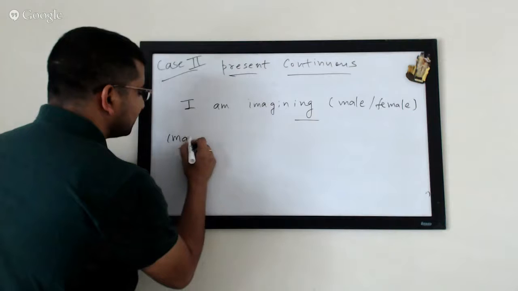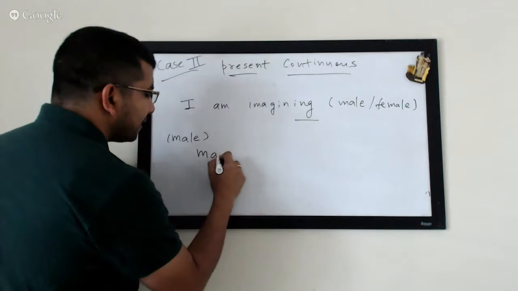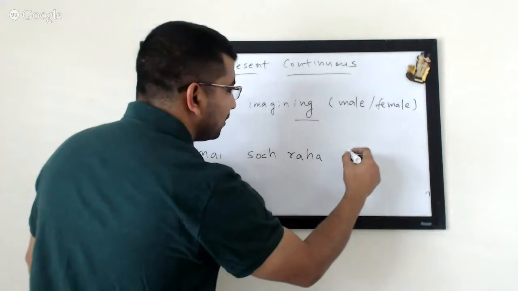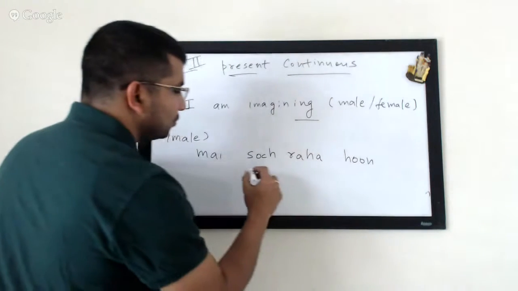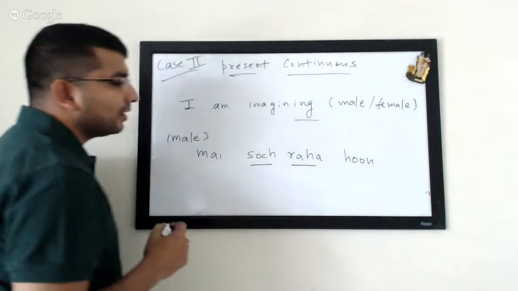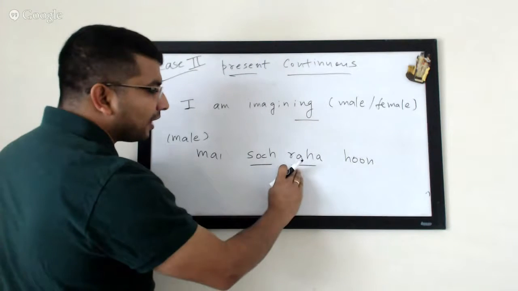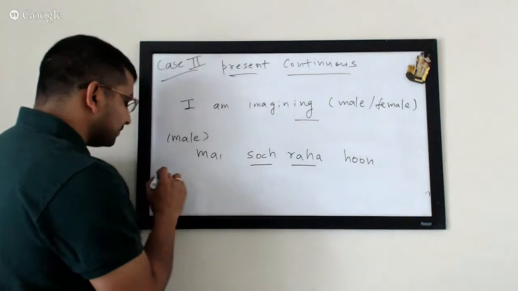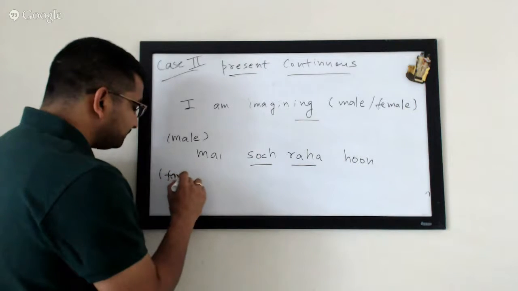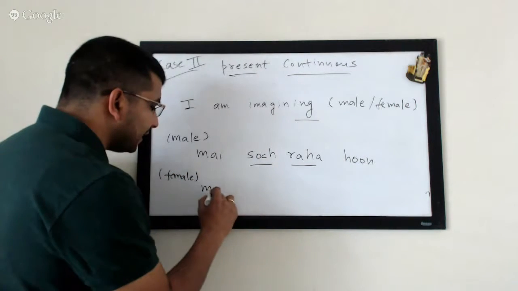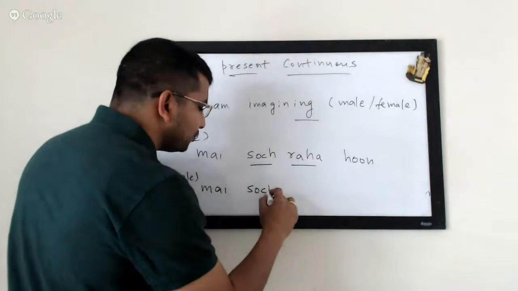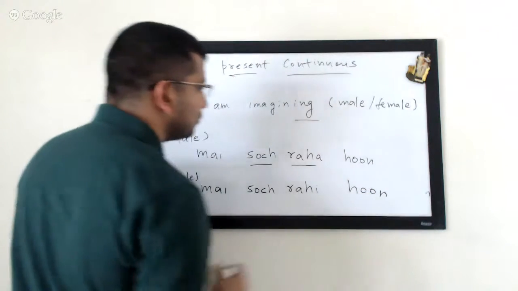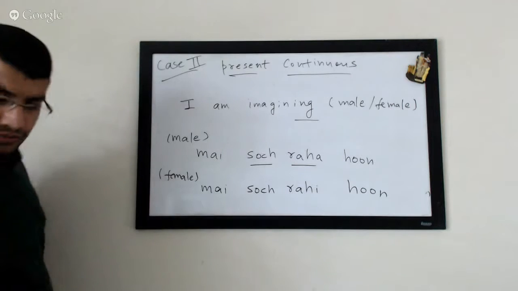So for a male, it will be मैं सोच रहा हूँ. So सोचना becomes सोच रहा. So whenever you have present continuous, you have raha, rahi, and rahe. If you remember it, right? For a male, that's मैं सोच रहा हूँ. For a female, it's मैं सोच रही हूँ. Okay.